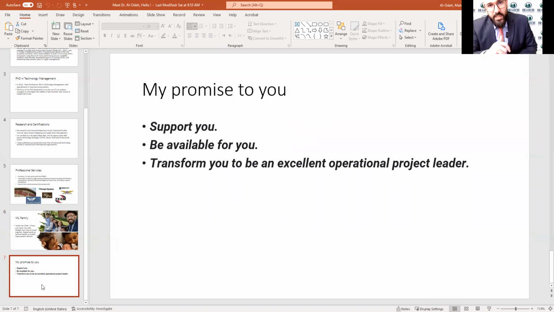That's the last slide that I want to share about me. These are my promises for you. I promise to support you. I promise to be available for you. And I promise that through my course you will be transformed into an excellent operational project leader. These are the 3 promises that I have for you.